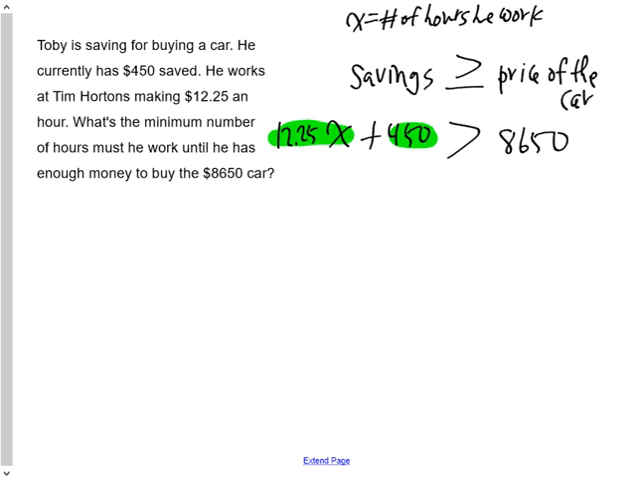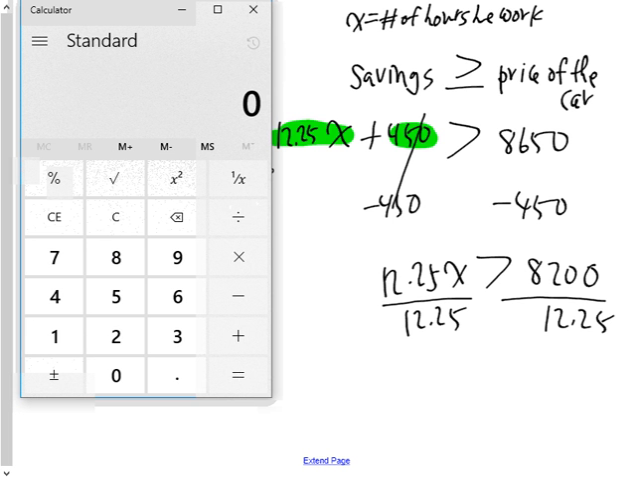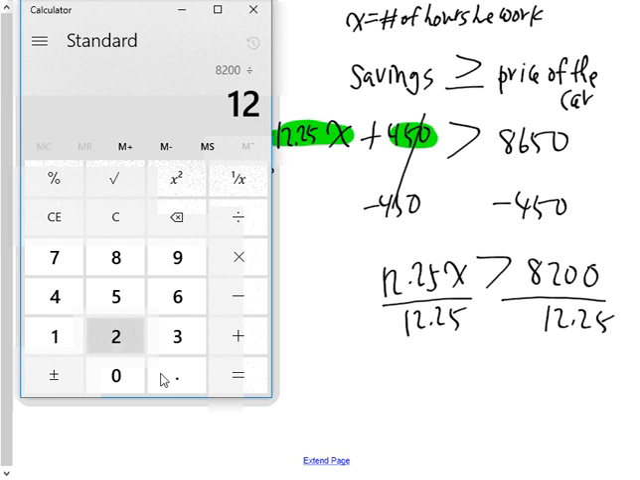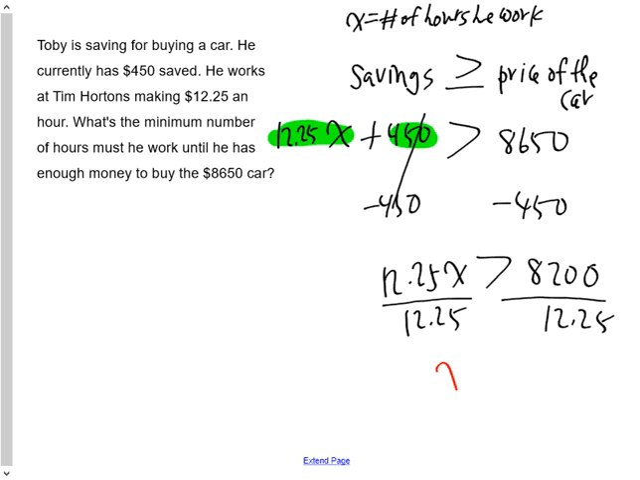So once I have that, I'm going to get rid of the constant by subtracting 450 from both sides, which means $8,200. Divide both sides by the coefficient. I'm going to take my calculator. 8,200 divided by 12.25 is 669. So x is going to be greater than 669 point something.